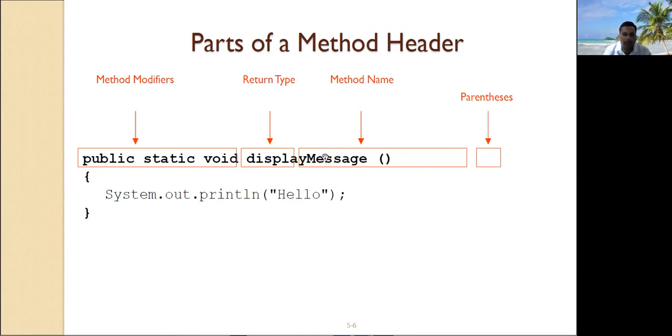Then after that, you have to specify the opening and closing brackets. Then you have to specify the opening curly bracket, which indicates the start of the method body. In that, we can write the implementation of the method, and then we have to close the curly bracket, which indicates the end of the method.